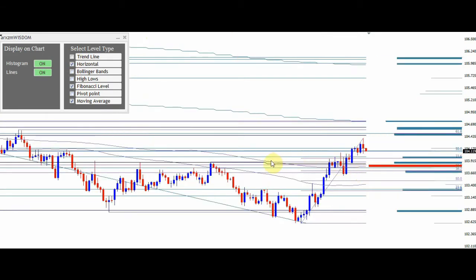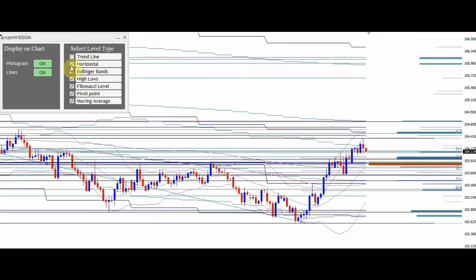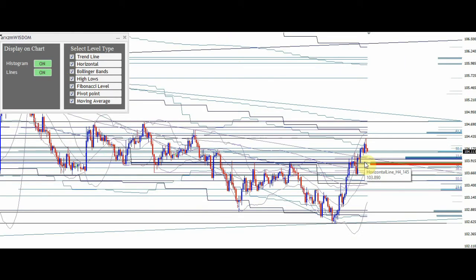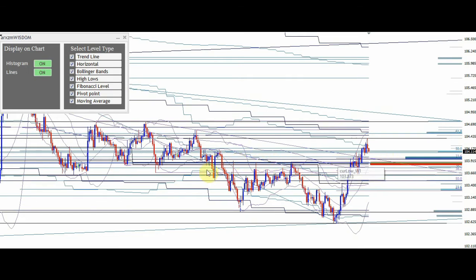So we can quickly find these areas of high probability, and we can see from the chart here that this zone is clearly a strong level. Going back throughout time, this level is clearly something that's been respected in the past. So now we found it quickly by using the software.